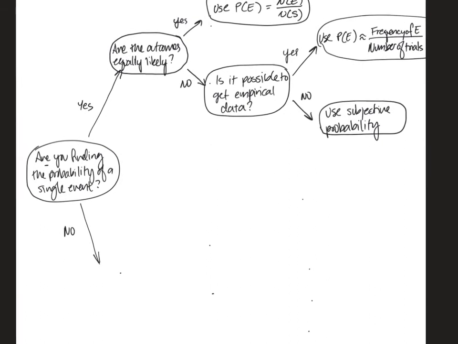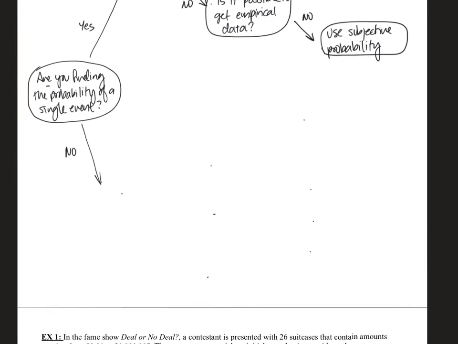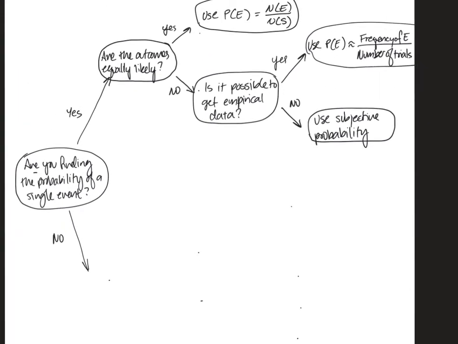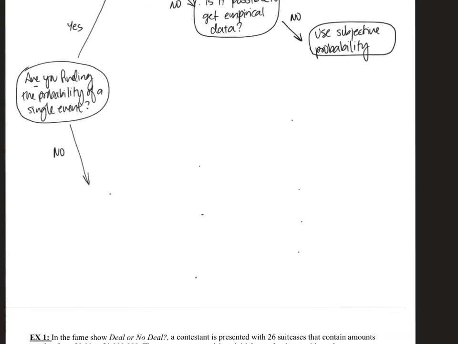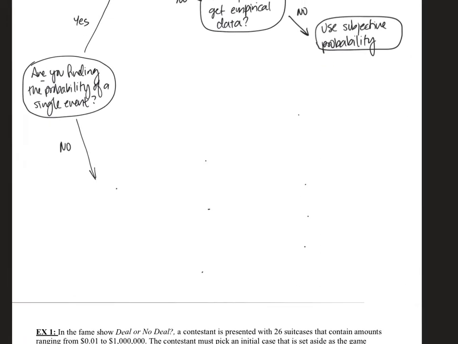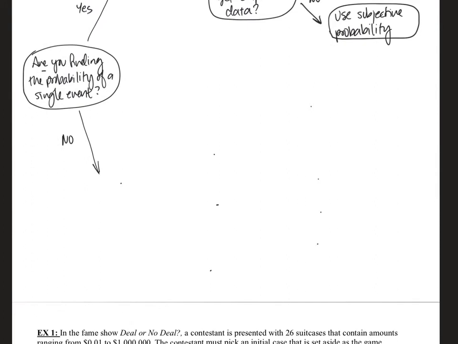Now let's take a look at the next branch. So if you're asking, are you finding the probability of a single event? This was the single event, yes, these are all the outcomes for yes. But if we're looking at something that does not have to do with a single event, then these are our options. First, new question. Do the events involve or, and, or at least? Okay, so we have three options this time.